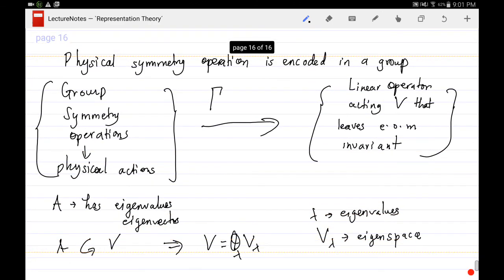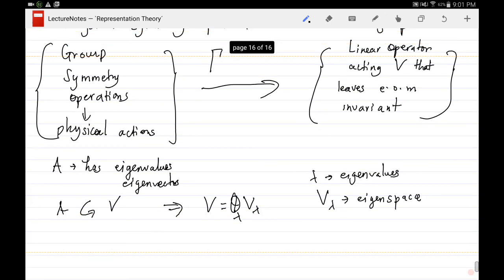But these subspaces that I'm talking about, the V lambda, will correspond to vector spaces that are acted on by the irreducible representations that make up this representation. And all this will be made more explicit later on.